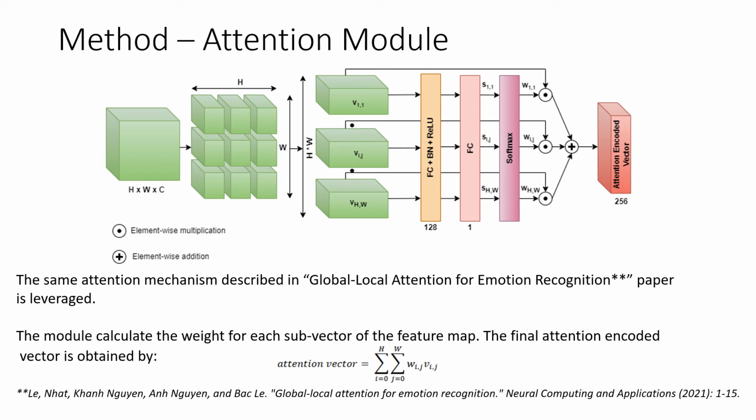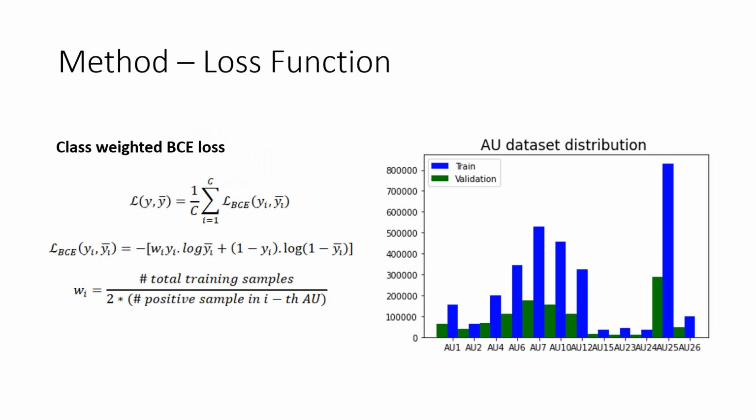Next, a fully connected layer followed by a batch normalization and ReLU layer is added. Then a one-unit fully connected layer is employed to compute the attention score of each subvector. Finally, the attention encoded vector is obtained by a weighted sum of the subvectors and their attention scores.